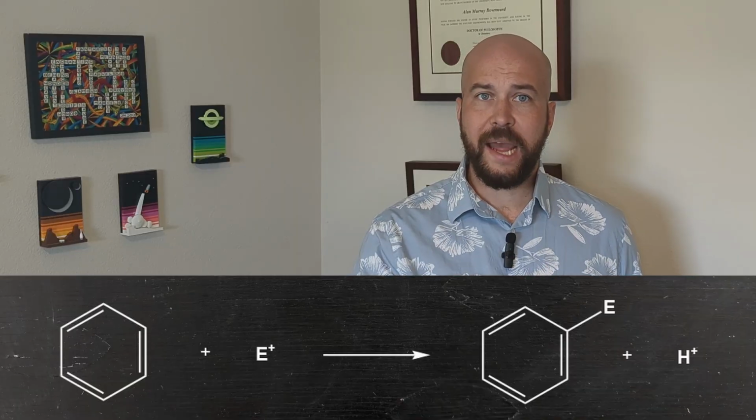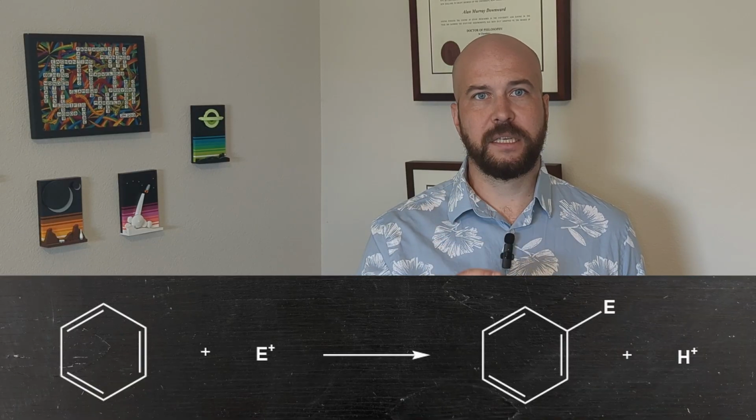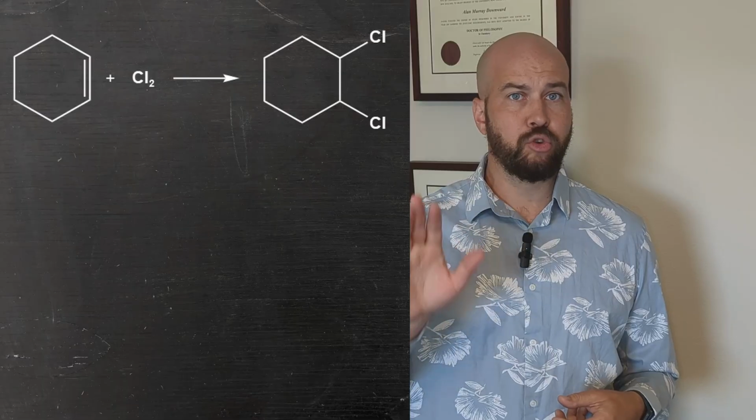Electrophilic aromatic substitution reactions occur when an aromatic compound, like benzene, reacts to replace one of its hydrogen atoms with an electrophile. To understand what makes these reactions so interesting, let us first consider what happens when we react a non-aromatic compound that contains a carbon-carbon double bond. For example, the reaction of cyclohexene with chlorine. When cyclohexene is exposed to chlorine, we get addition of the chlorine atoms across the double bond, giving 1,2-dichlorocyclohexane as the final product.